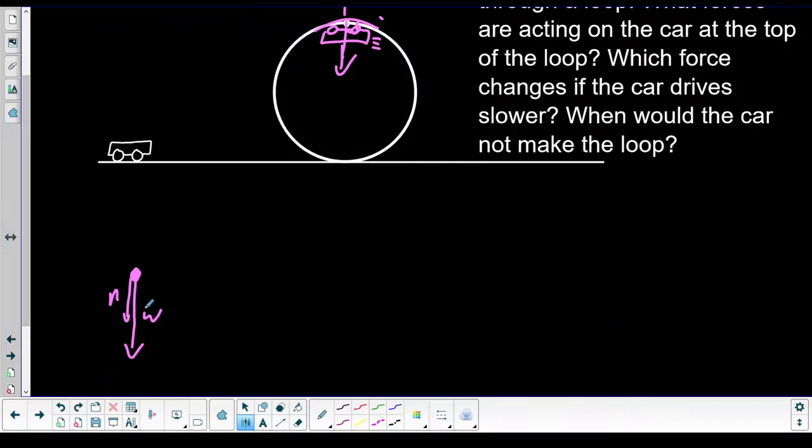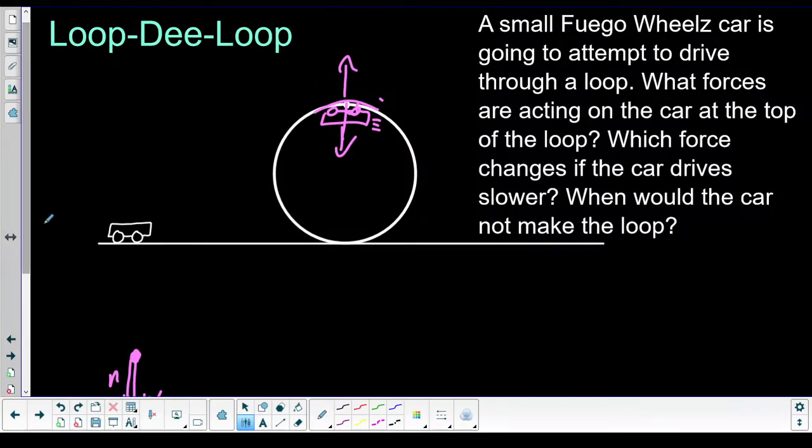So we have two forces. We have the normal force and the weight. Okay, so there's our force diagram. There could be friction, but because there's wheels, probably not. We'll assume probably not too much friction. So we've answered this. What forces are acting on the car at the top of the loop? We've got normal force and weight.